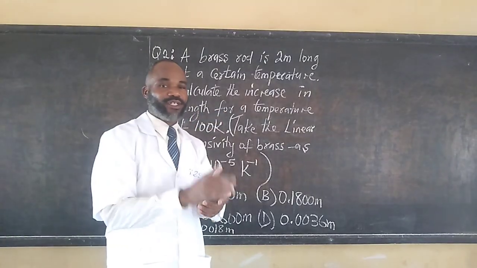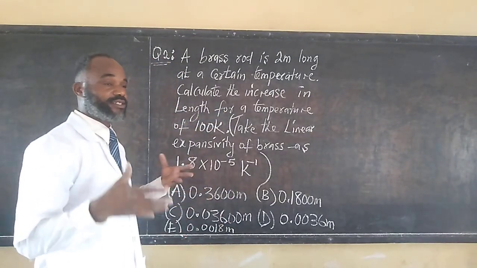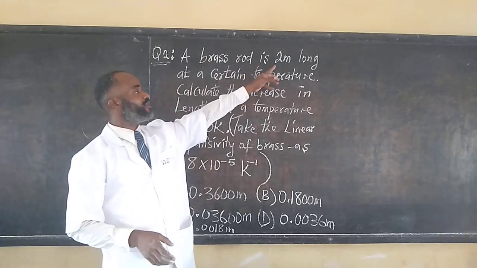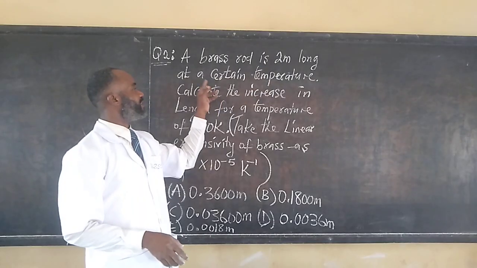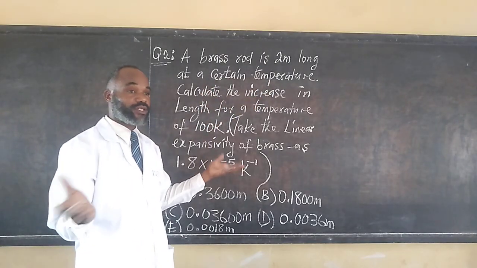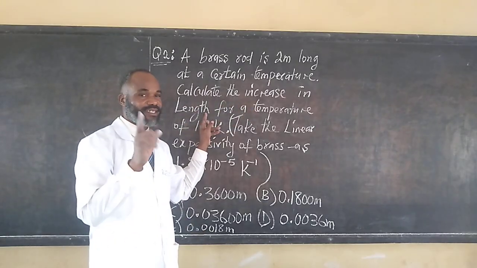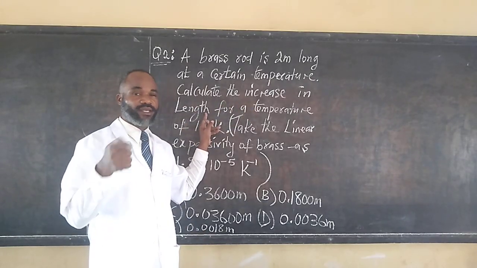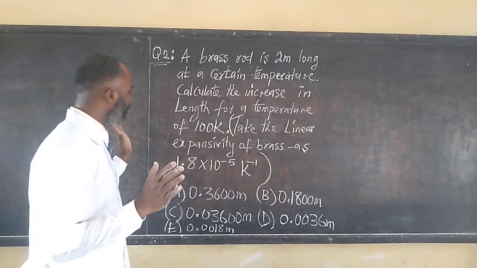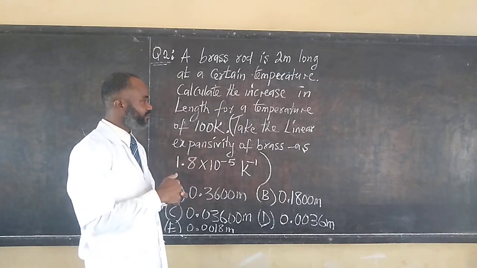Question number 2. Still linear expansivity, heat energy stuff. A brass rod is 2 meters long at a certain temperature. The temperature is not mentioned. Calculate the increase in length. We need to calculate the increase in length, okay? For a temperature change of 100 Kelvin.